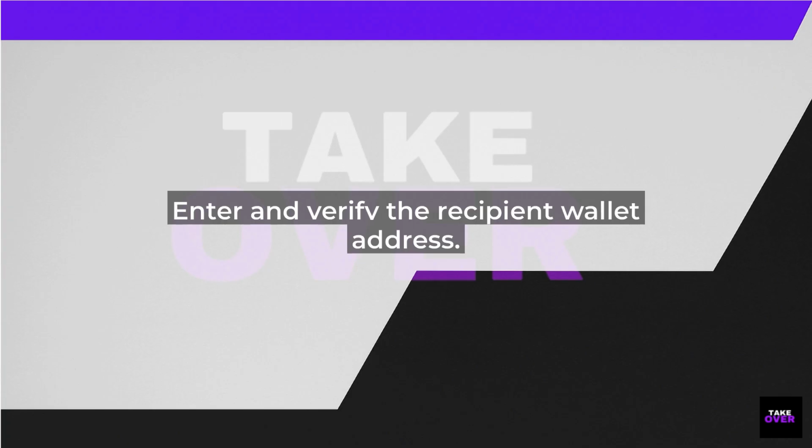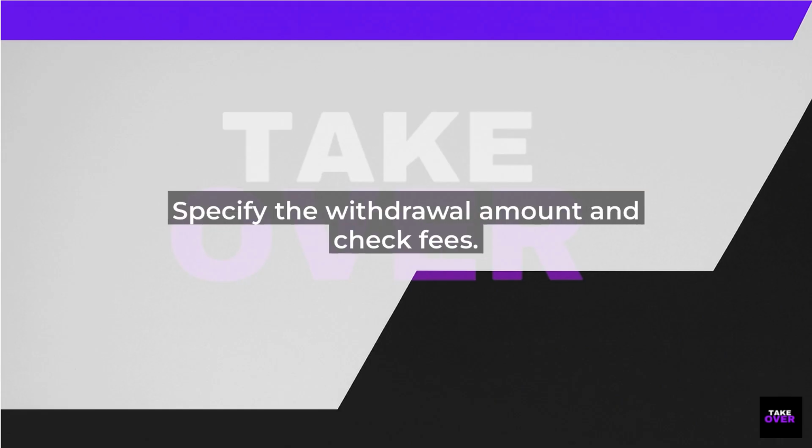Now, specify the amount you want to withdraw. OKX might show you the network fees up front, so keep an eye on that to ensure it's worth it. After that, hit Confirm, and you'll likely need to go through a two-factor authentication step for security. This could be an email code, SMS, or app verification. Don't skip this. Once confirmed, your withdrawal request is submitted.